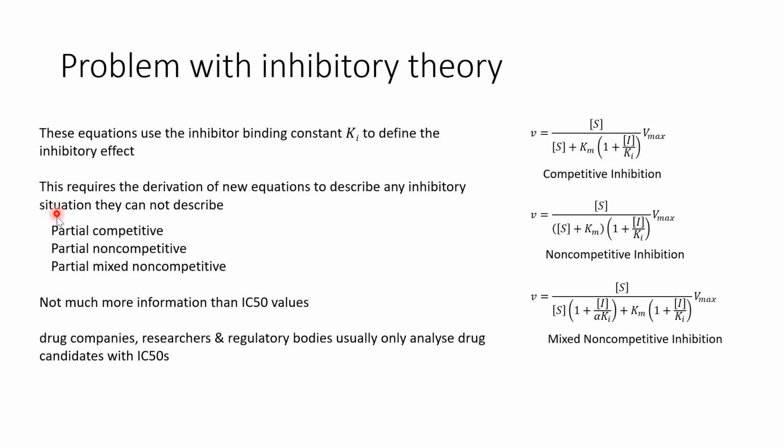Just an example of a few: partial competitive, partial non-competitive, partial mixed non-competitive, and they're described in more advanced enzyme kinetic textbooks. However, if you look in the literature, specifically in drug development, most of the drug development out there sort of defaults to the use of IC50 values.